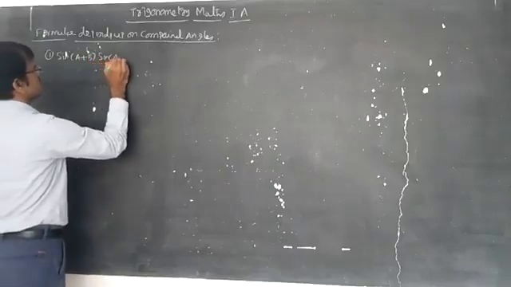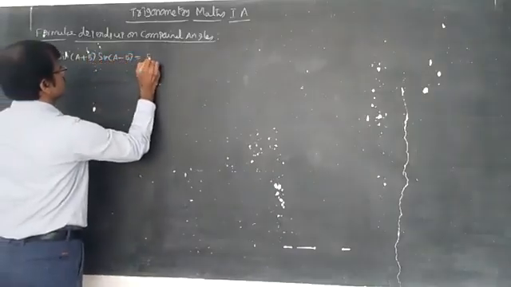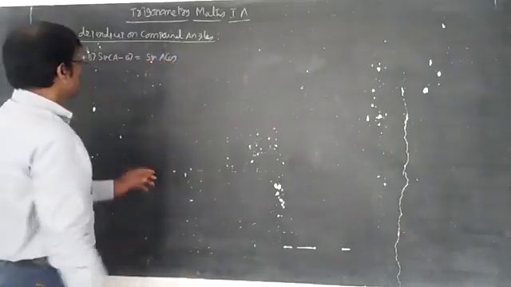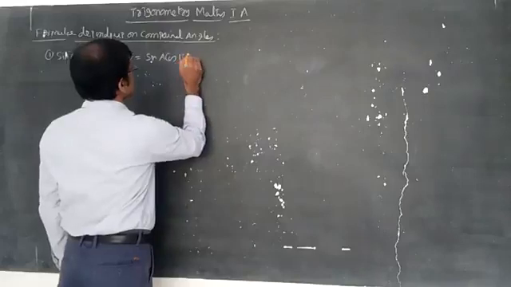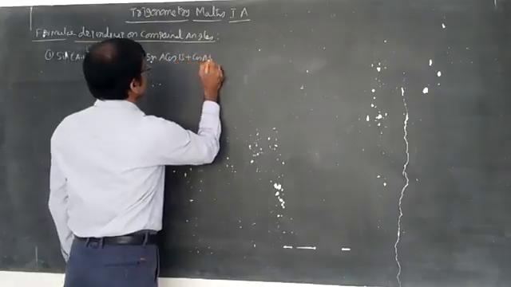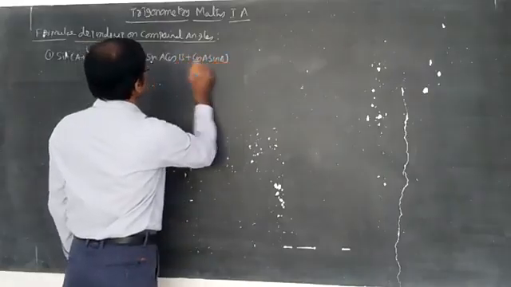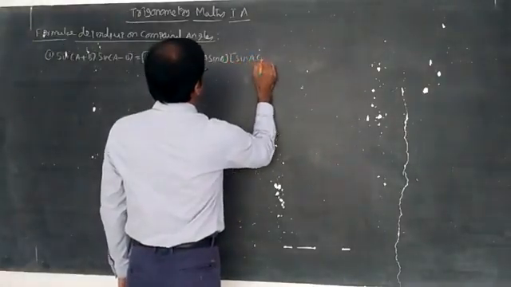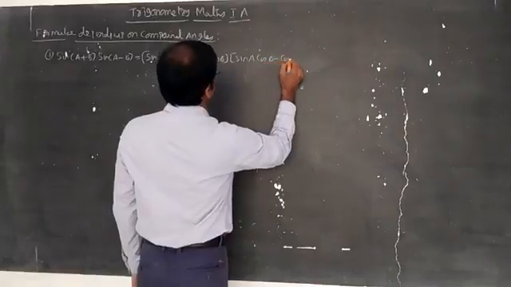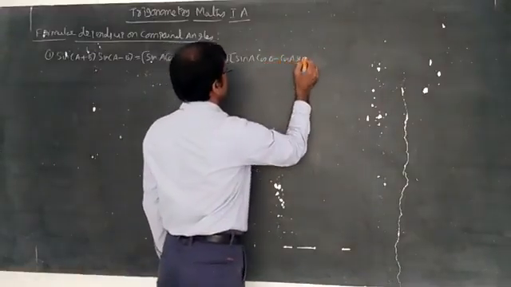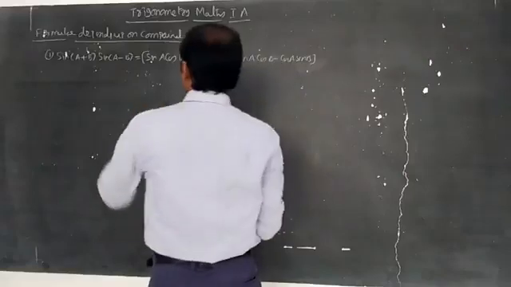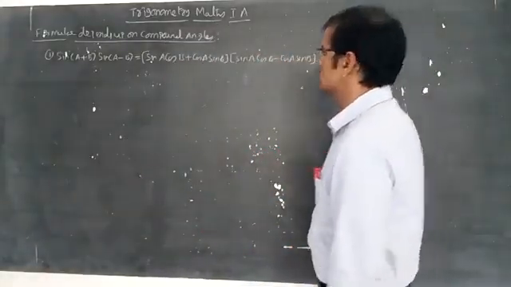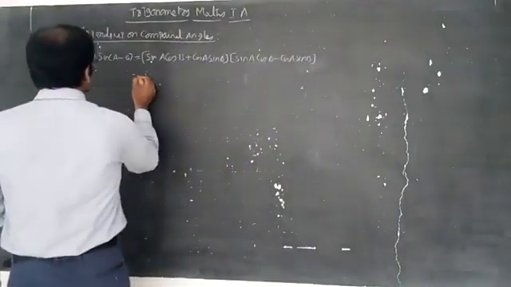Sin of A plus B into sin of A minus B. Let us discuss the formula. Sin of A plus B is sin A cos B plus cos A sin B, into sin A cos B minus cos A sin B, which is the formula for sin of A minus B.